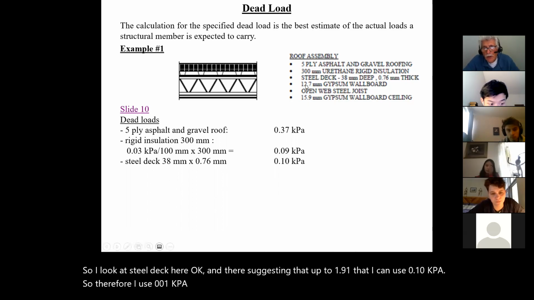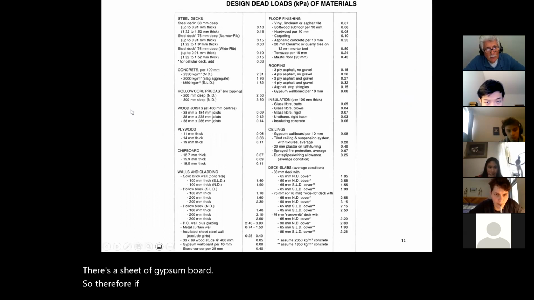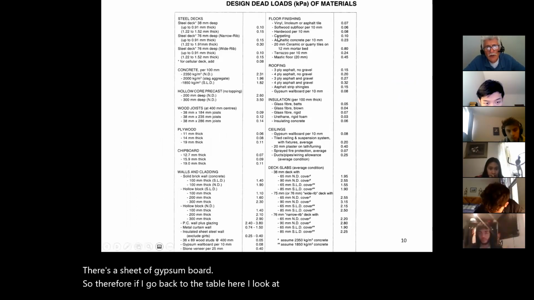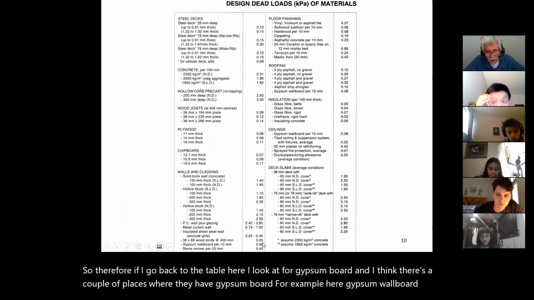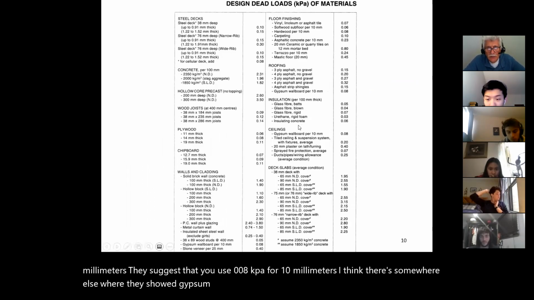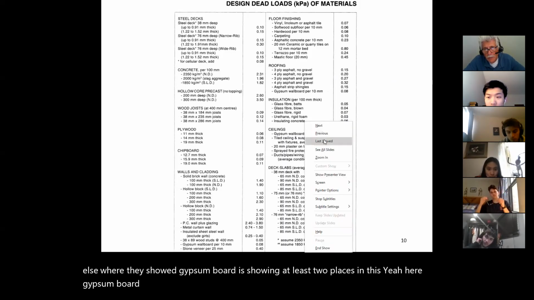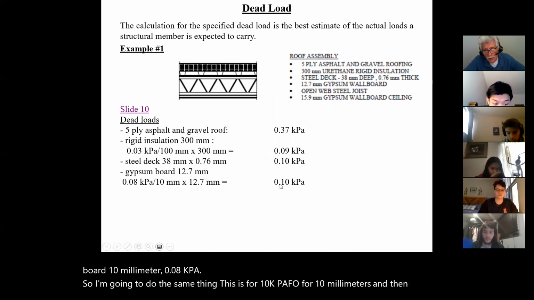Now, the other thing, gypsum board. In other words, there's a sheet of gypsum board. So if I go back to the table here, I look for gypsum board, and I think there's a couple of places where they have gypsum board. Like for example here, gypsum wall board per 10 millimeters. They suggest that you use 0.08 kPa for 10 millimeters. I think there's somewhere else where they show gypsum board. They're showing at least 2 places in this. Yeah, here, gypsum board, 10 millimeters, 0.08 kPa. So I'm going to do the same thing. This is for 10 millimeters, and then for 12 millimeters, I increase it proportionally.